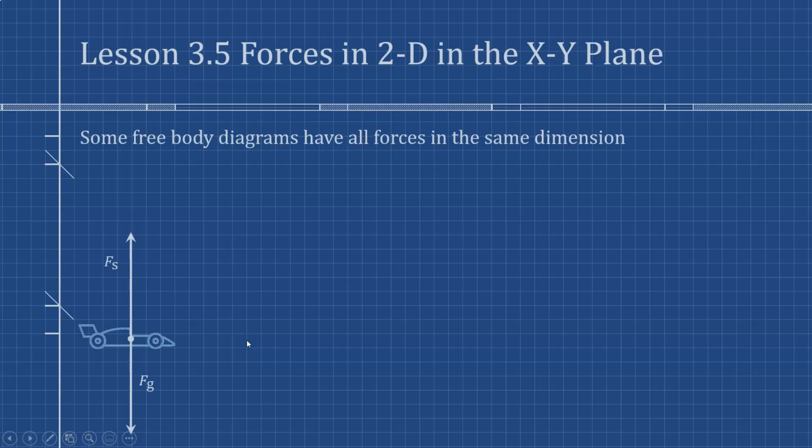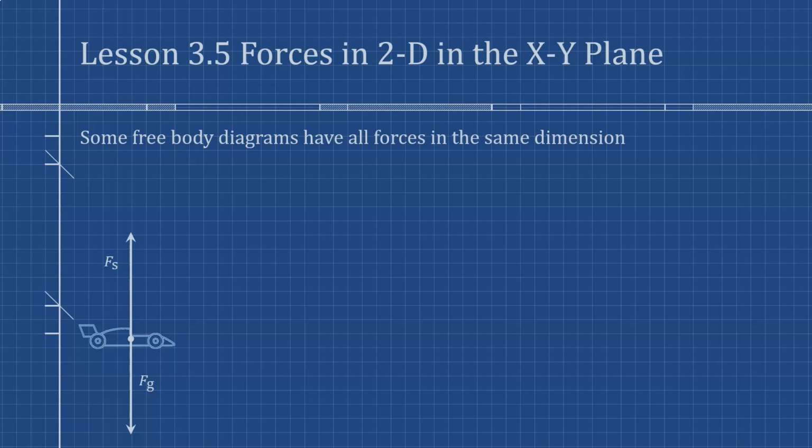It's important to note that we've worked problems where all of the forces were in the same dimension. These are the simplest kind of problems. So, for example, our race car problem where a driver was working on his car's suspension and the springs were pushing upward and gravity was pulling downward. Those are both vertical forces. The car was not being pushed or pulled in the horizontal dimension, so there were no horizontal forces at all.